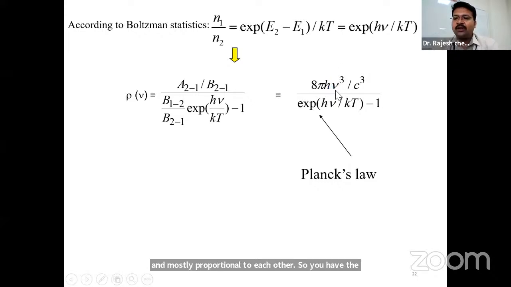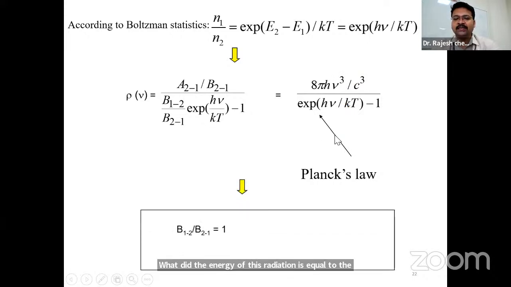Frequency, then the wavelength. A particular wavelength we can identify from this radiation, right? What is the energy of this radiation is equal to a particular wavelength. So it gives only single wavelength radiation, and it has to follow this equation. What does B12 mean? Stimulated absorption should be equal to the stimulated emission. This is the first condition to produce the laser.